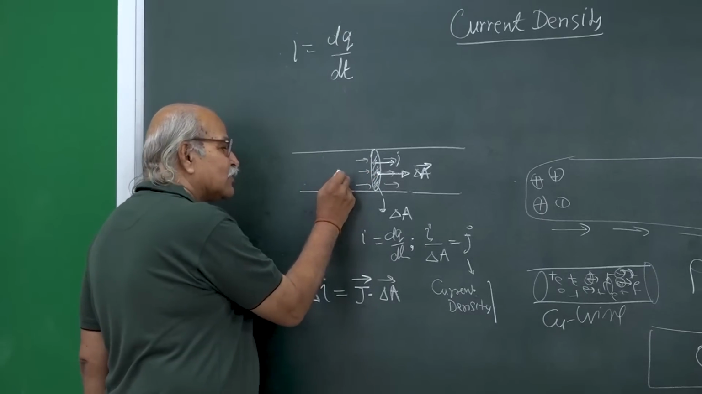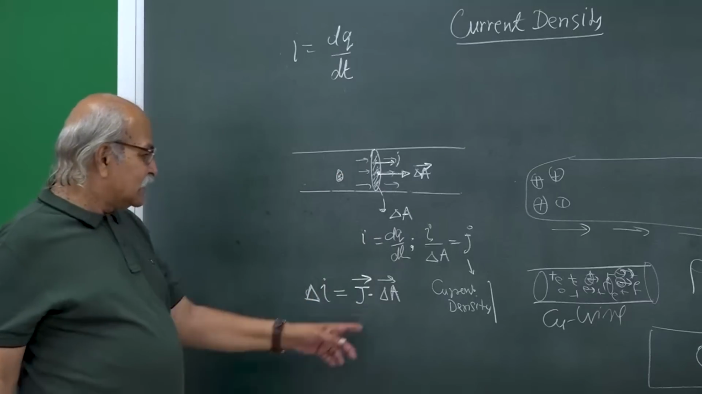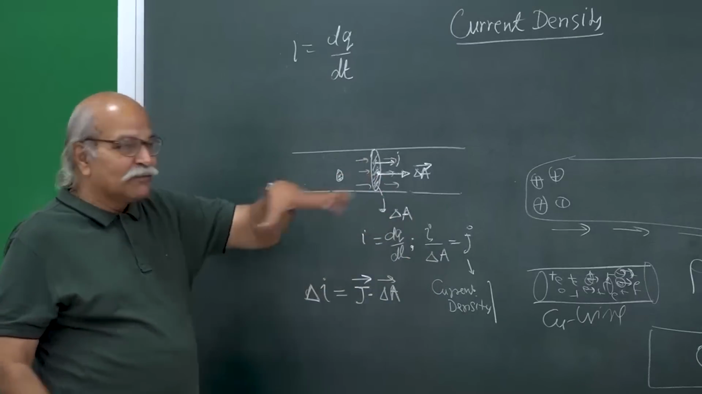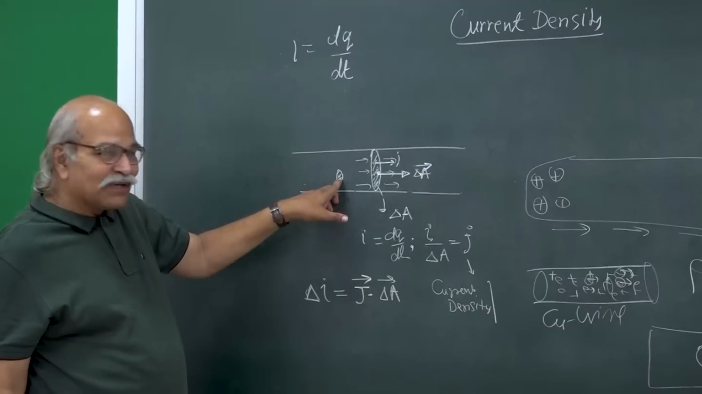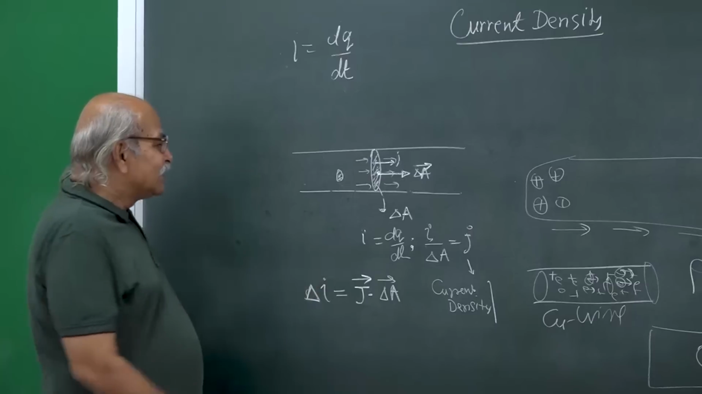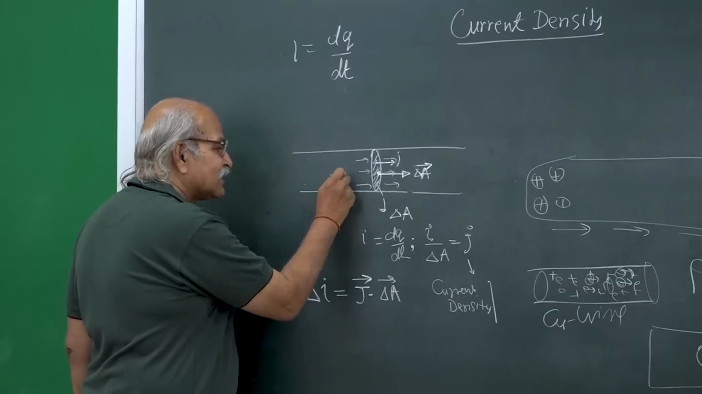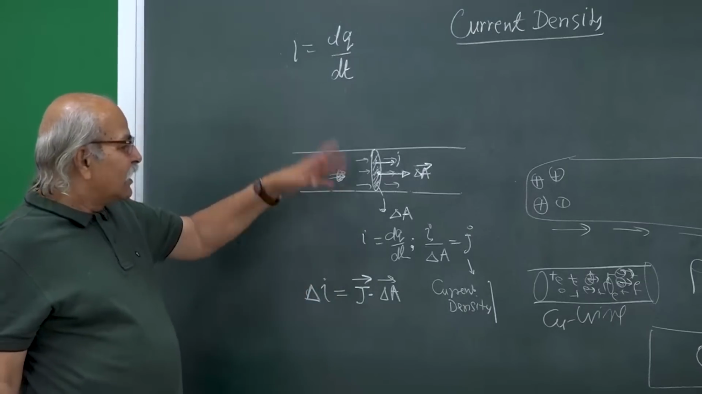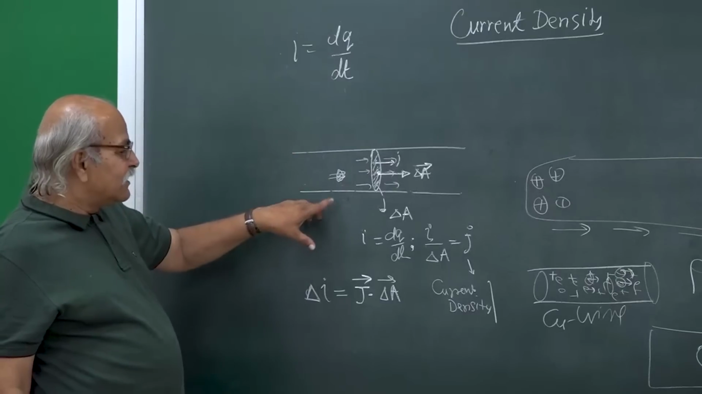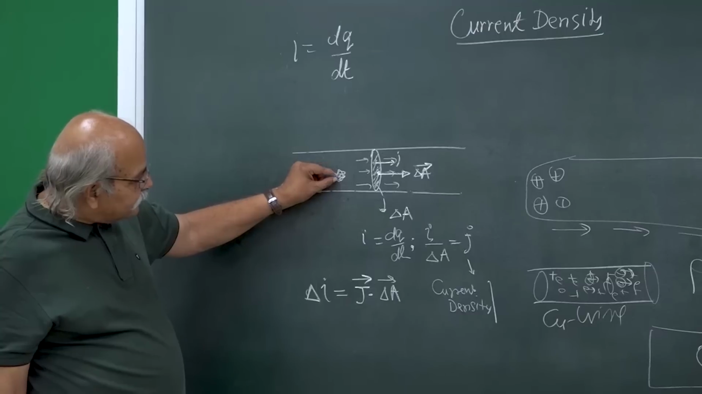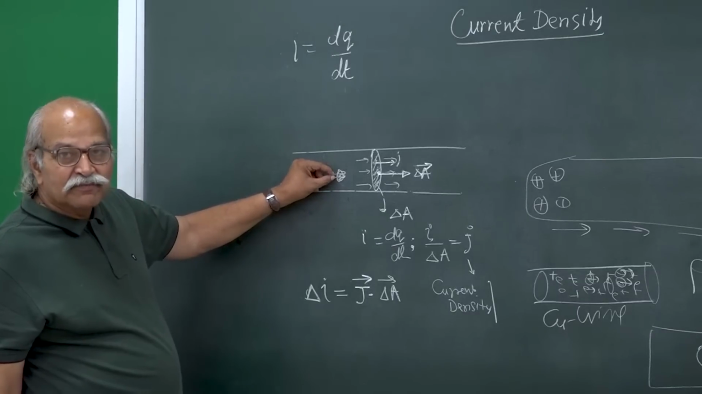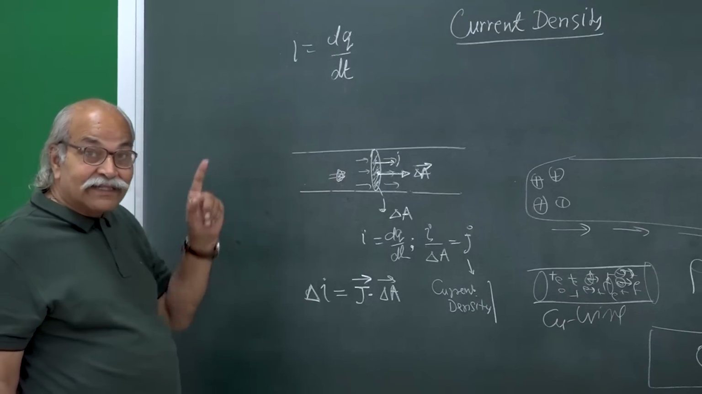You can construct a small area here because it is delta A, your wire may be thick enough. So, you can make a small delta A if you so wish, and then the charge crossing, dq dt, I divided by delta A, all those things you can do here, and you can make this area very small. Okay, this is another thing.